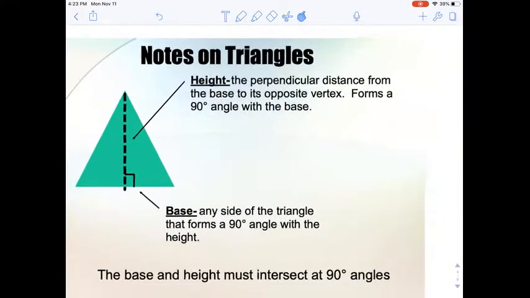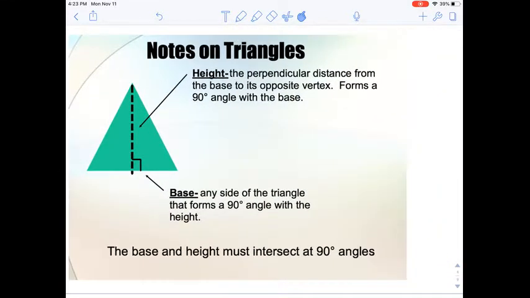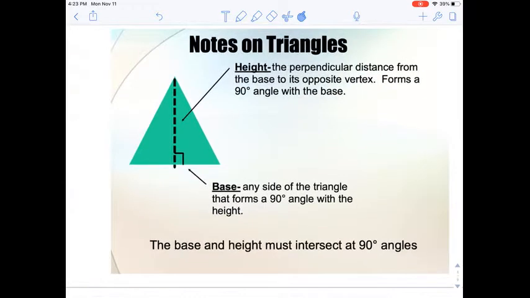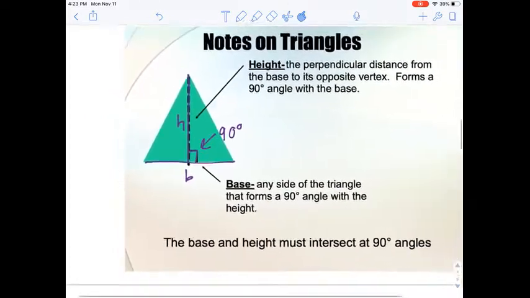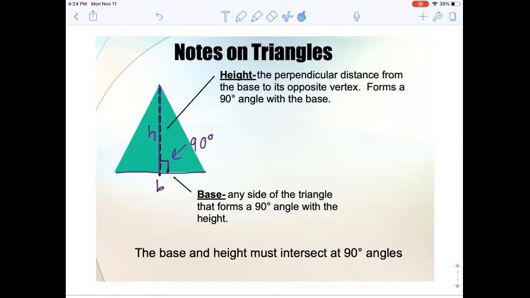Going off of that, the definition of height is the perpendicular distance from the base to its opposite vertex. So it forms a 90-degree angle with the base. The base is any side of the triangle that forms a 90-degree angle with the height. So here we have the base, I'm going to label that as B. And we have this perpendicular line to the base, and that's going to be our height. You can see that it forms a 90-degree angle. That's how we know that that dotted line is our height. The base and the height must intersect at 90-degree angles.